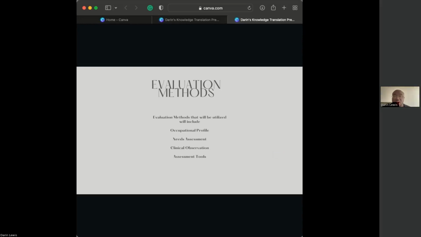Regarding the evaluation methods, information will be collected through the use of a needs assessment and an occupational profile. Clinical observation and various assessment tools will also be used to better understand those within the program as well.